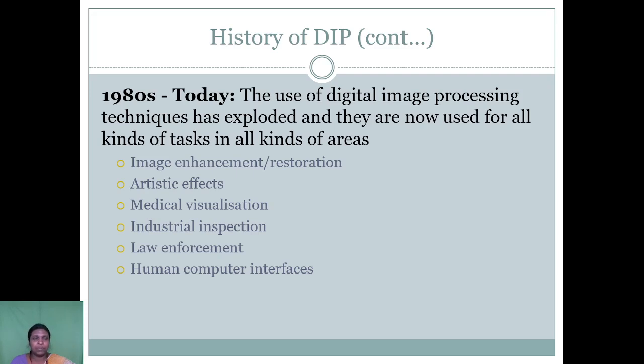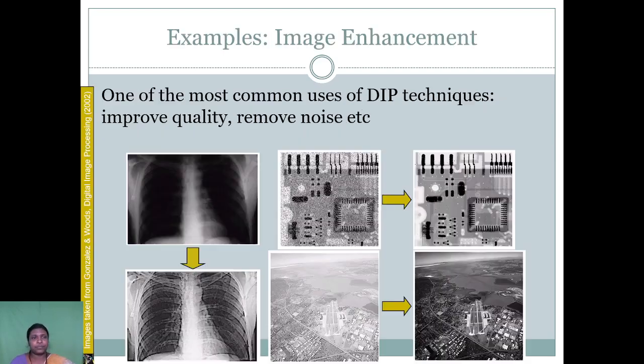For scan purposes, we use medical visualization. The next one is industrial inspection. The next one, law enforcement, for fingerprints or number plates, used after the 1980s. The next one is human-computer interface. These are some of the techniques and explored areas where we use image processing techniques.